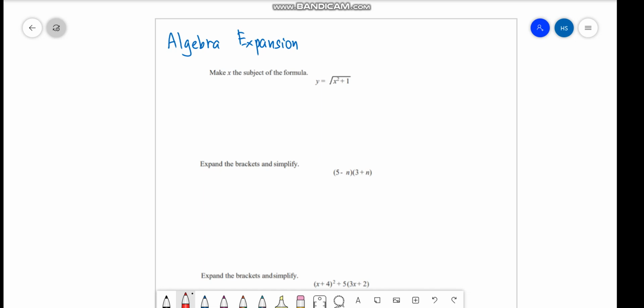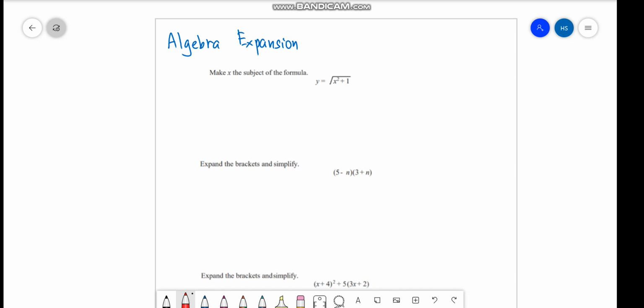Hello, in this video we're going to learn algebra expansion and factorization. Okay, so let's start with the first simple question. Make x the subject of the formula. This question means we have to make the equation become x equals to something. To do this is actually very simple. We just have to move everything to the other side until our equation has only x on one side.